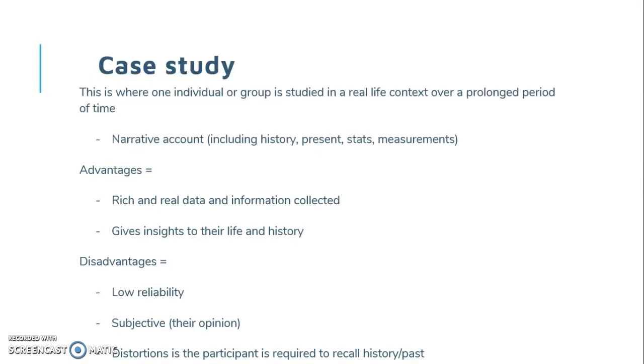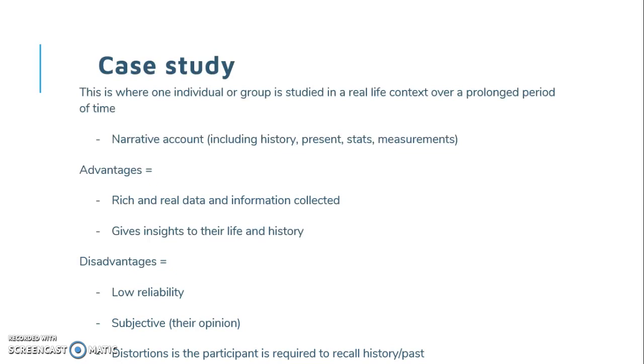So the next things are the types of research. So the first one's a case study. And a case study is where one individual person or group is studied in a real-life context over a prolonged period of time. So this comes with advantages and disadvantages. So the advantages being that rich and real data is collected, and it's easy to collect said data because you're only interviewing or researching one individual, which makes things a lot easier to judge. It also gives you insights to their life and history, and a lot of data will be collected.